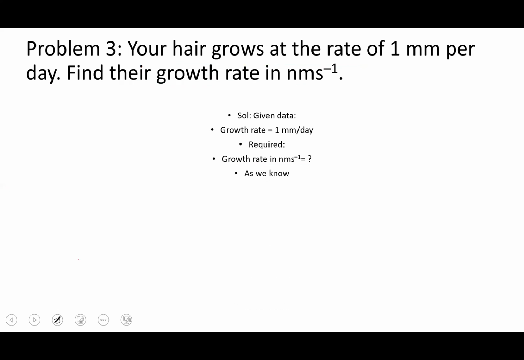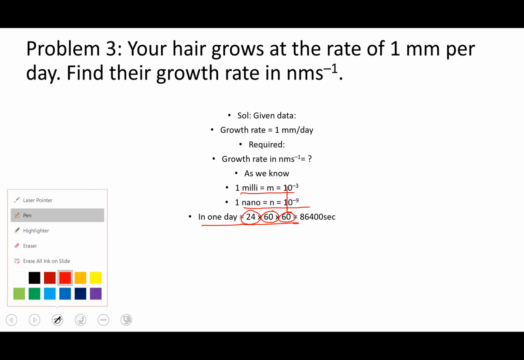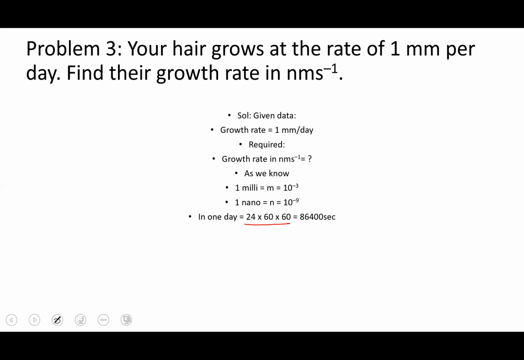As we know that 1 milli means 10 to the power minus 3, and 1 nano means 10 to the power minus 9. So in 1 day, we have 24 hours, 60 minutes, and 60 seconds. If we multiply them all, what do we get? We get 86,400 seconds.